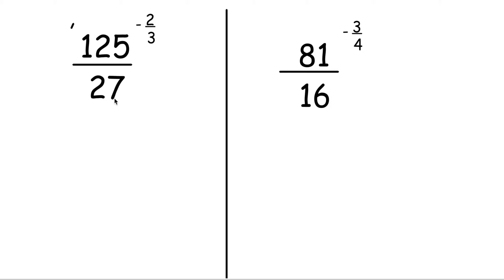So we've got 125 over 27 to the power of negative two-thirds. The first thing you want to do with a question like this, if you see a negative power, is get rid of it and turn it positive. In order to do that, these two numbers swap round. So the fraction flips and it turns into 27 over 125.